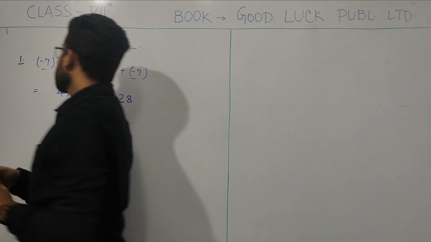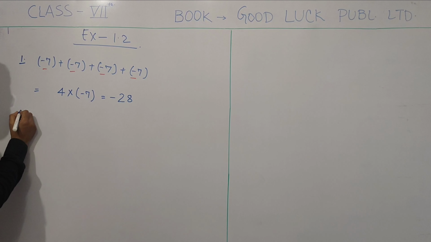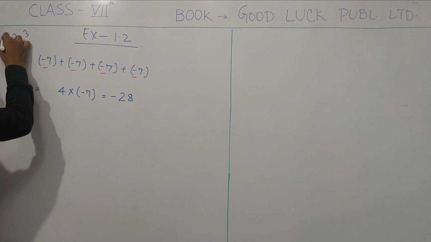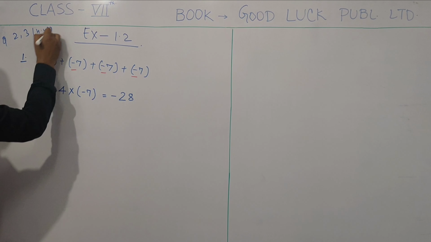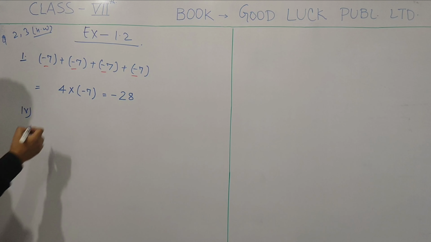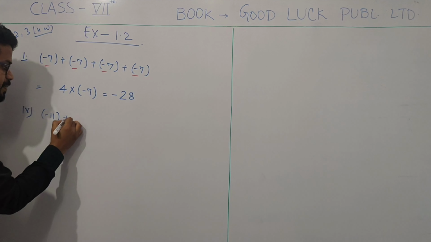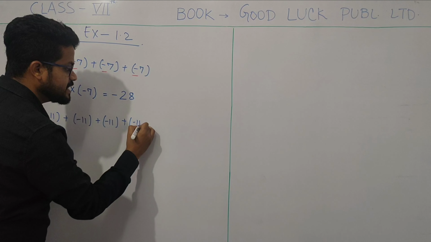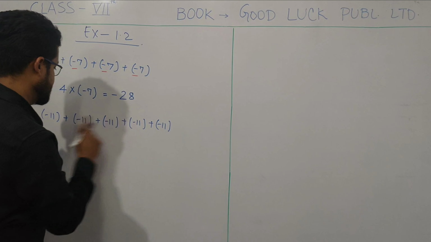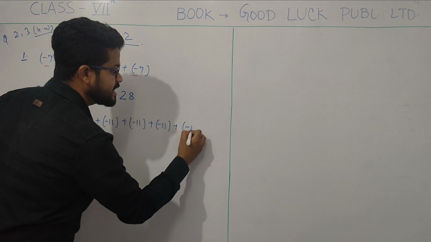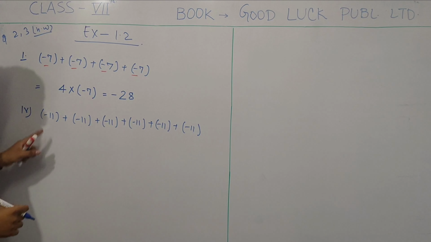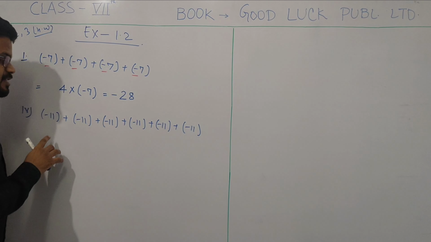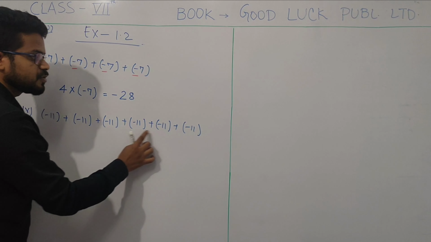Now come to question number 4. Questions number 2 and 3 are your homework. Please do them at your home. Question number 4 is -11 plus -11 plus -11 plus -11 plus -11 plus -11. Firstly, count how many times this -11 is repeated. So this is 1, 2, 3, 4, 5, 6.